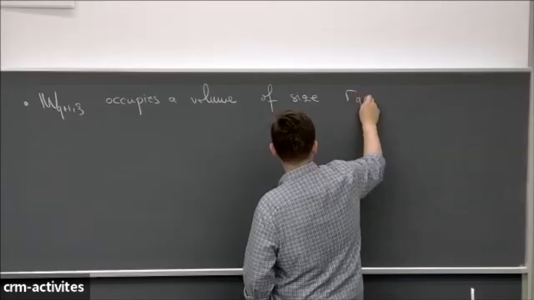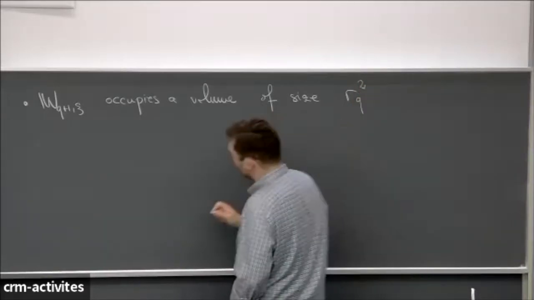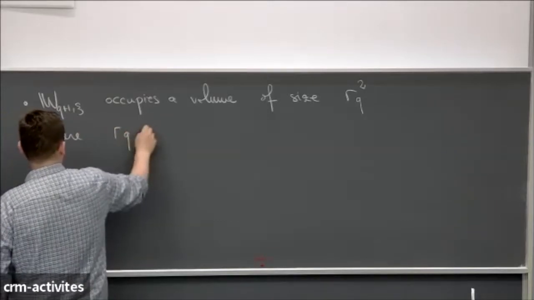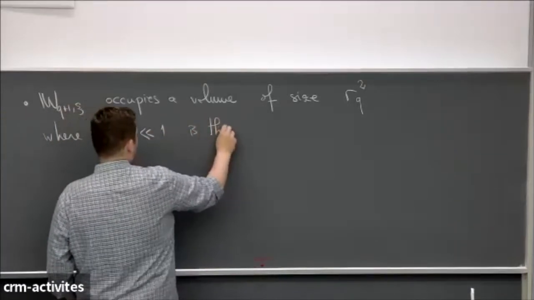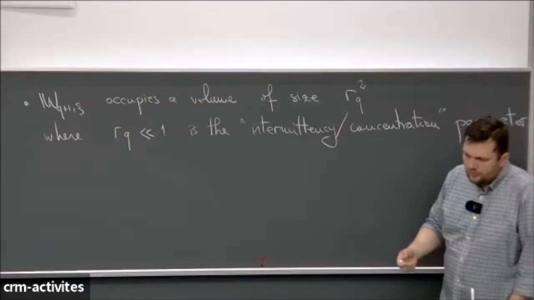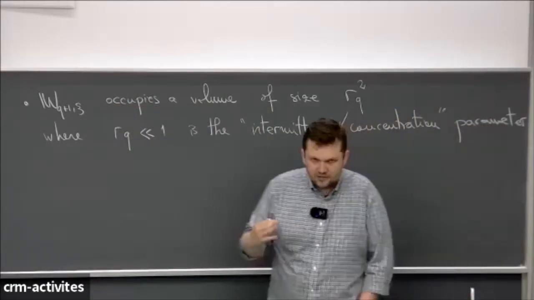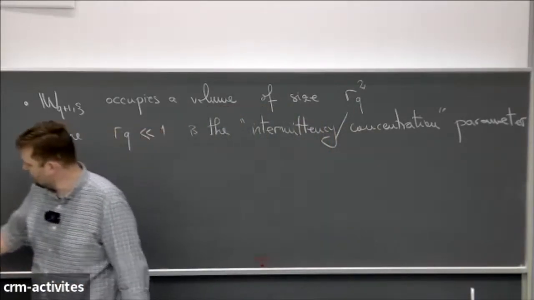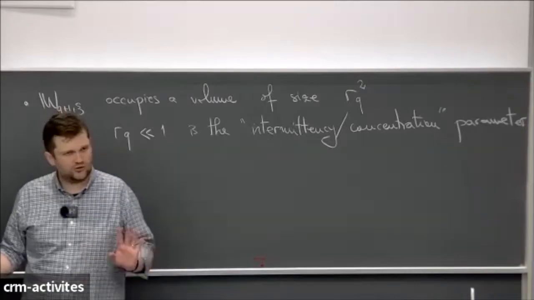So RQ squared, where RQ is the intermittency parameter, concentration. We've just made this up for the moment. We first of all have no idea what this RQ should be. It's not in this box. It doesn't have any natural choice so far.